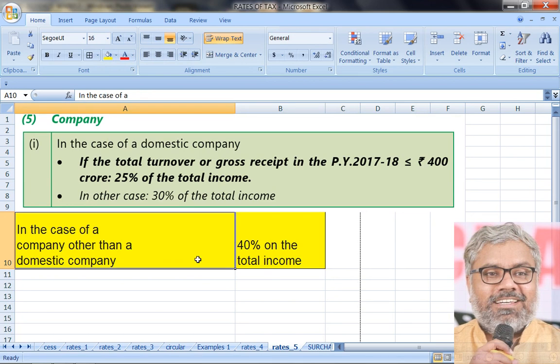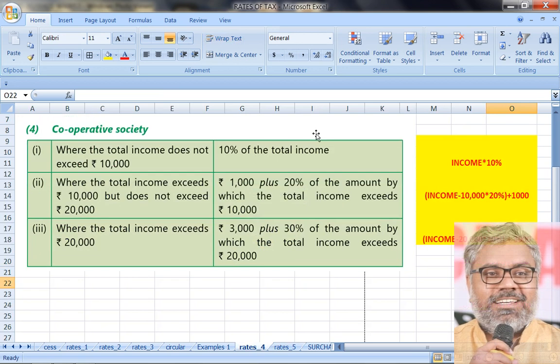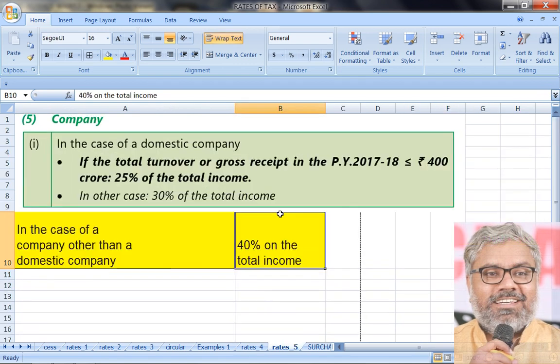What about foreign companies, or you can say companies other than domestic companies? In that case, the tax rate is a flat rate once again, 40% of total income directly. Here there is no concession, directly 40%. So firm and LLP 30%, local authority 30%, and cooperative society has slab rates of 10%, 20%, 30%, depending upon the income not exceeding 10,000, 20,000 and exceeding 20,000. So that is the cooperative society.